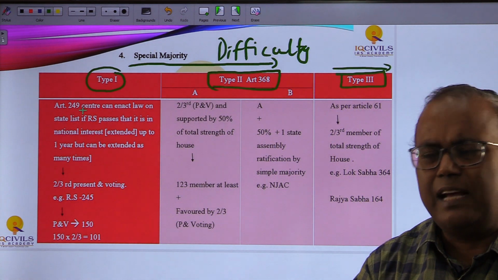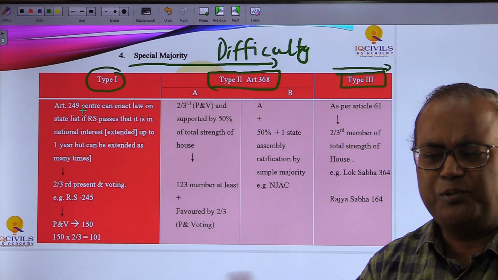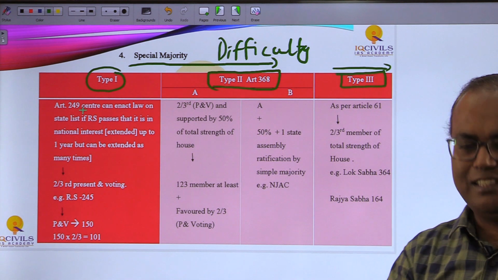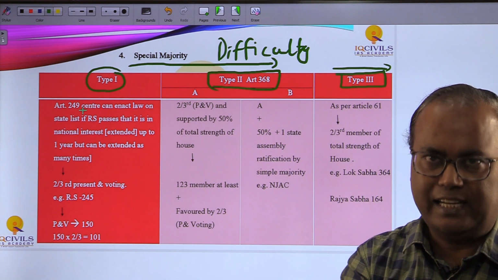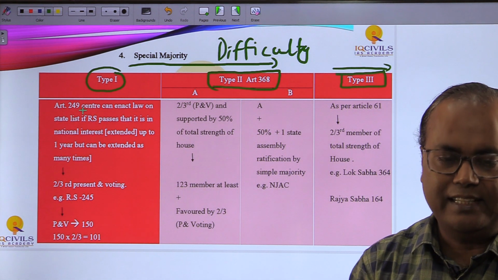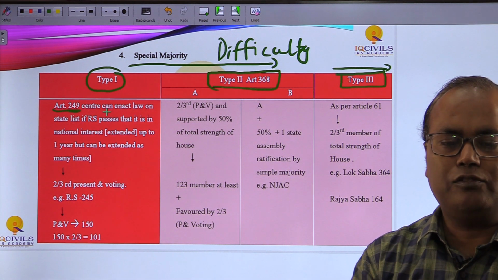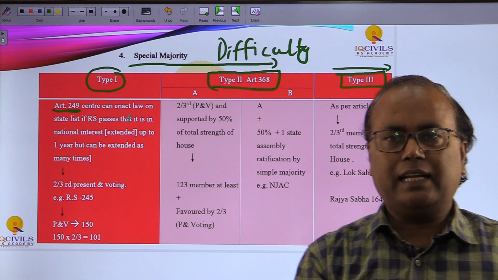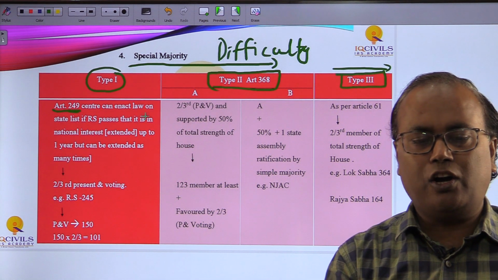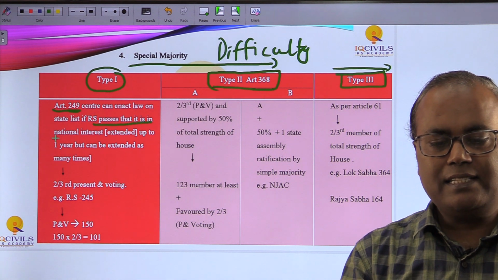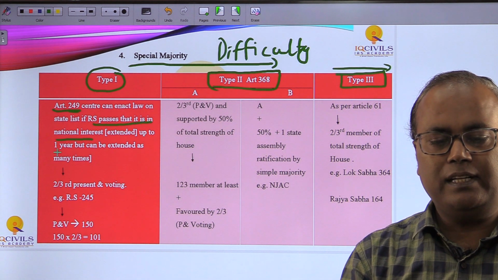For your convenience, I had divided type 1, type 2, type 3, otherwise there is no such classification in our constitution. Just for the sake of understanding, I had classified that. So at first, Article 249. Article 249, Center can enact law on the state list if the Rajya Sabha passes that it is in the national interest up to 1 year, but can be extended as many times.